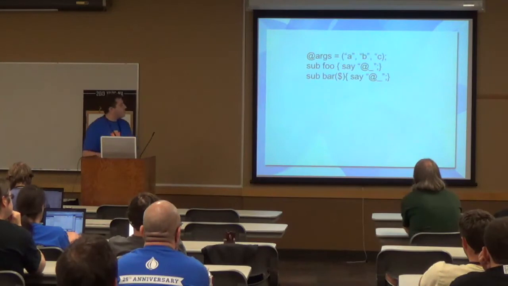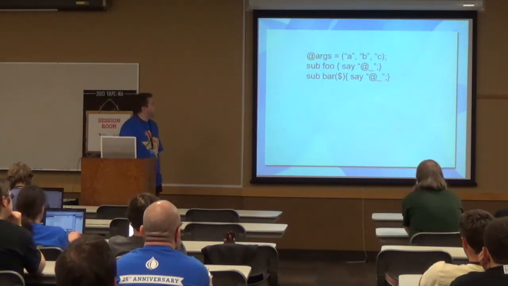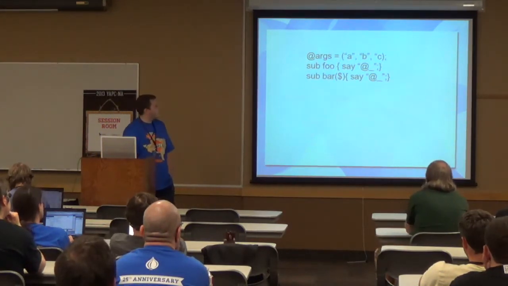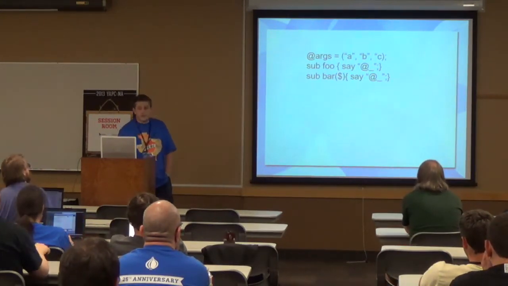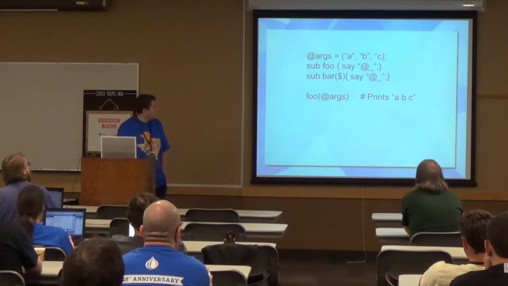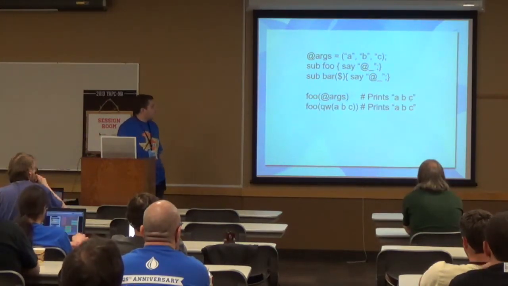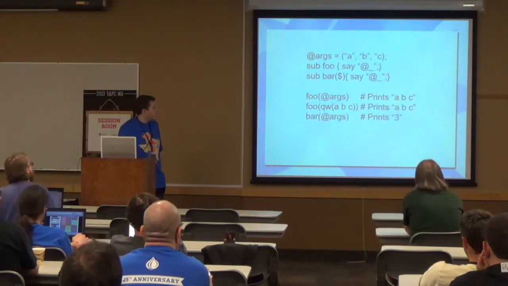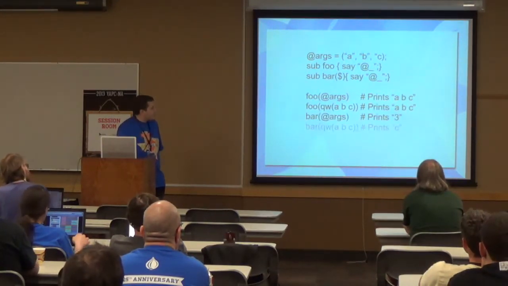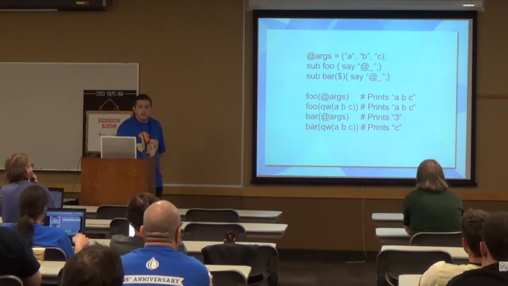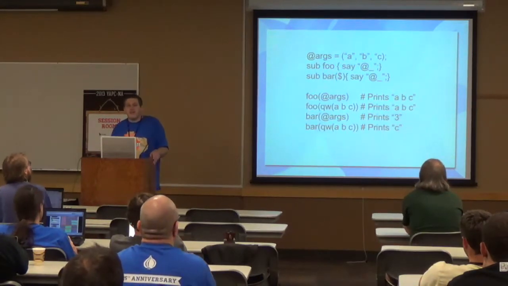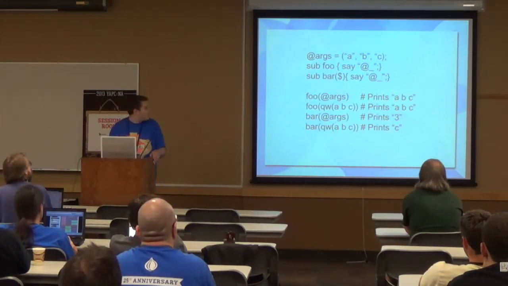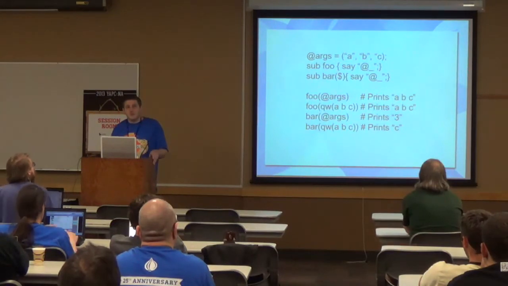So let's say we're starting a program with this. We have an @args array with A, B, and C, and sub foo that just does, say, add @_, and bar that has a prototype and does add @_. So foo(@args) prints ABC, foo with an anonymous array with the same, prints ABC. Bar prints 3, and bar with a qw prints C. I don't even know what's the right behavior for this. So I don't use prototypes. That's the right behavior.